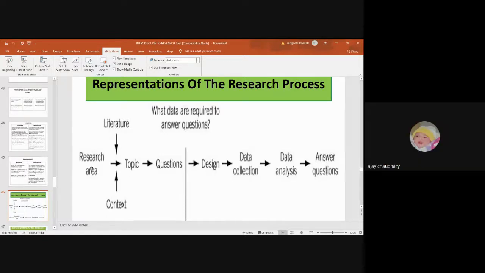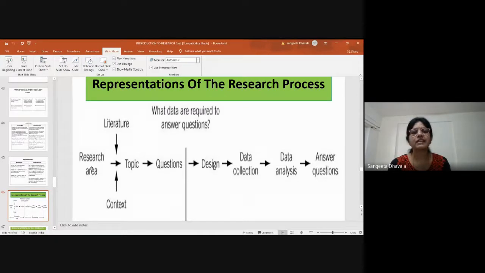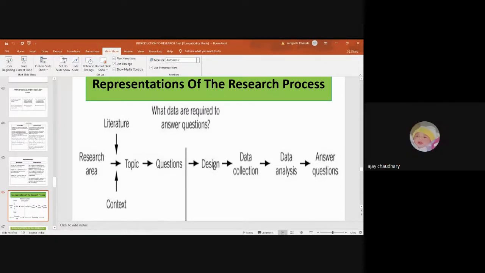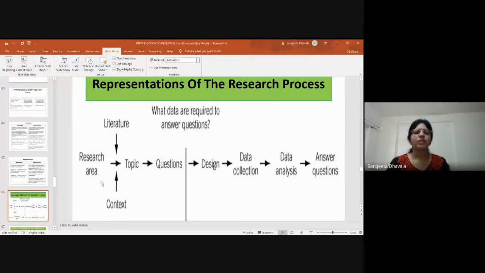Diabetes. My research area will be health psychology. My research area is health psychology and more specifically diabetes. Now, how do I arrive at my topic?